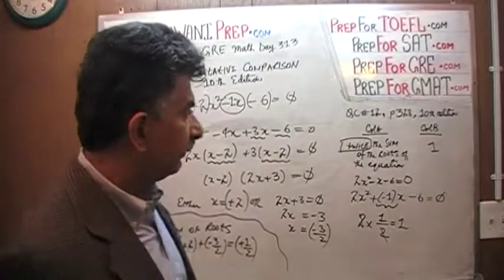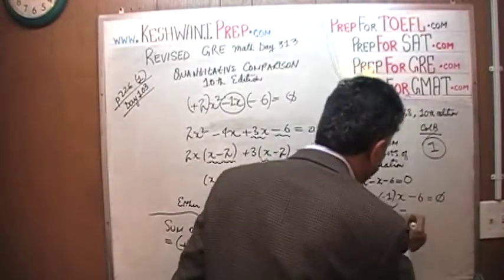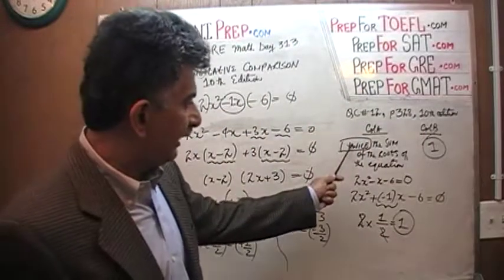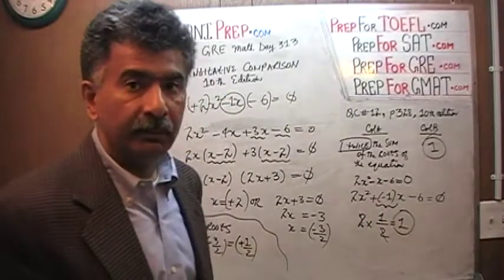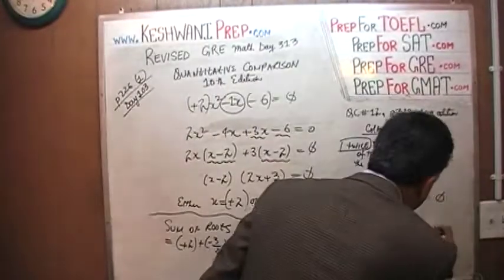And what do we have in the second column? In the second column, we also have 1. It turns out that twice the sum of the roots is the same as the quantity that we are given in the second column. Therefore, the answer here is C.